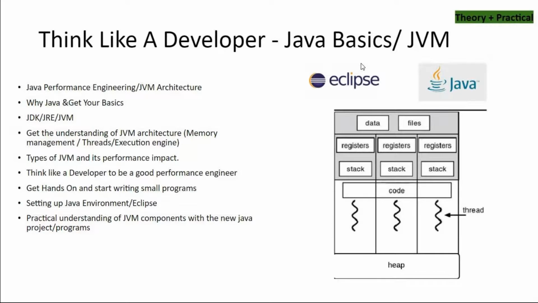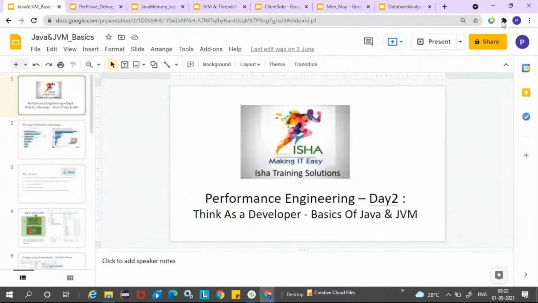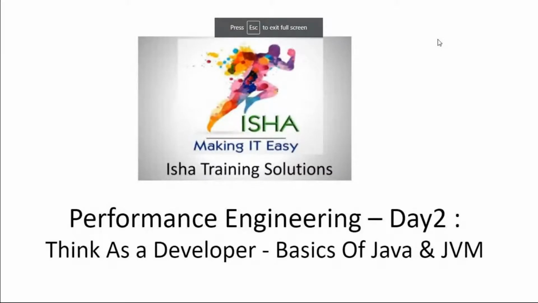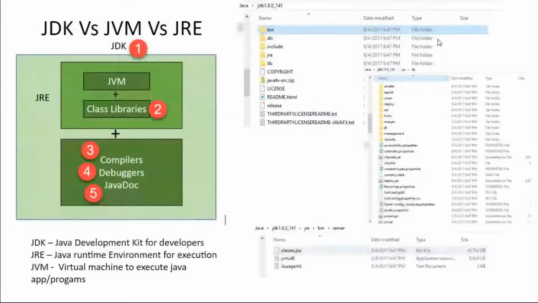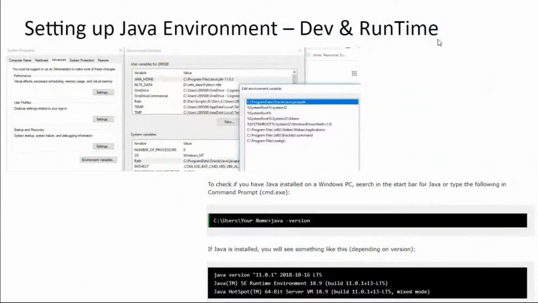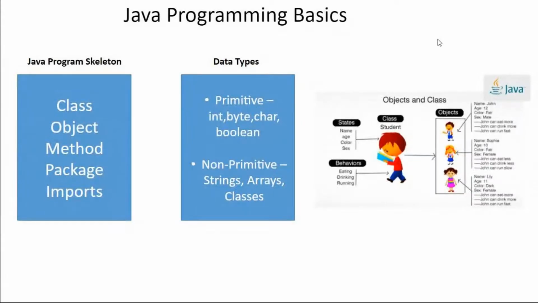Let me go to the particular slide to show what we are going to look into for this particular session: basics of Java and JVM. We will go over setting up your JDK, JVM, JRE. Then we'll learn the basics more from template-based coding. What is the Java program skeleton? What are the data types? What is an object? All these things we'll try to understand in a very easy way, more in a skeleton way.